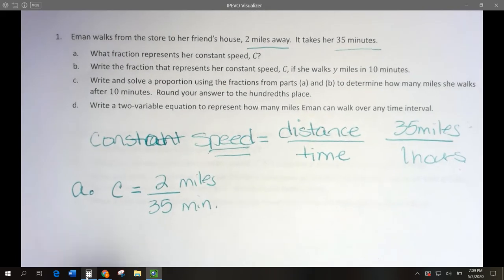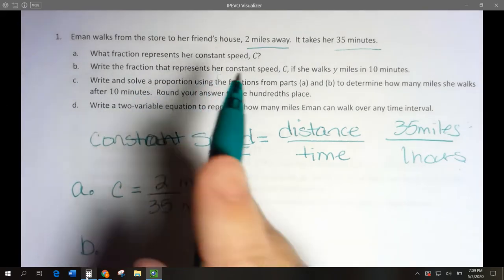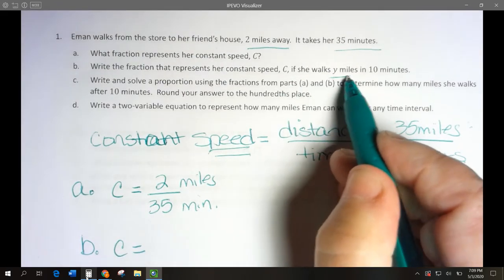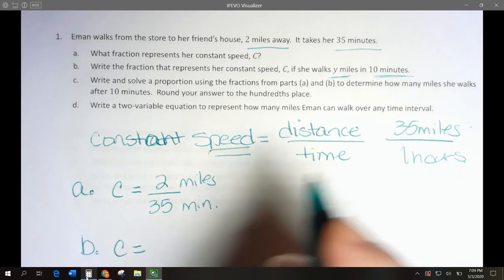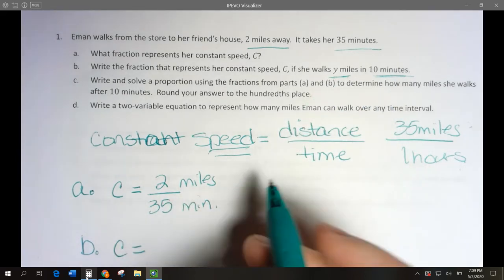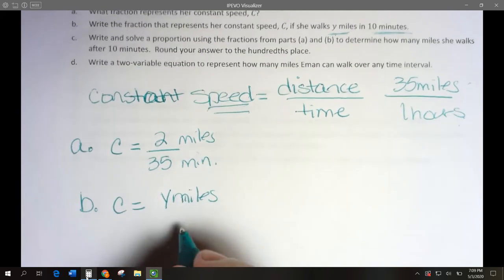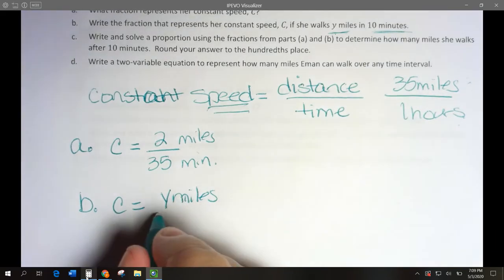Now, part B says, write the fraction that represents her constant speed if she walks y miles in 10 minutes. So her distance is y, because that's the miles, y miles in 10 minutes.